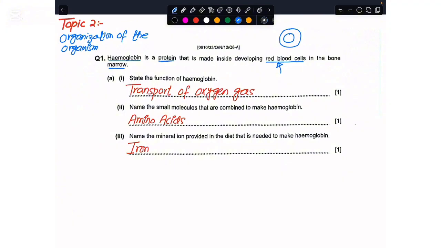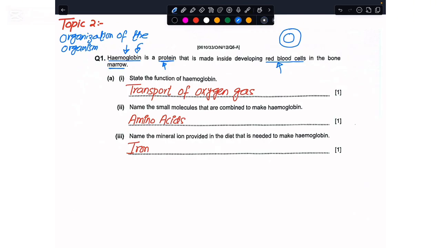In order for the red blood cells to bind with oxygen gas, they have the packaging of a protein in them, and that is hemoglobin. Now, if the red blood cells have the hemoglobin protein, the idea is very clear: to make this protein, I need to combine amino acids together, and they would make polypeptide chains, which would further fold up to make this hemoglobin protein.